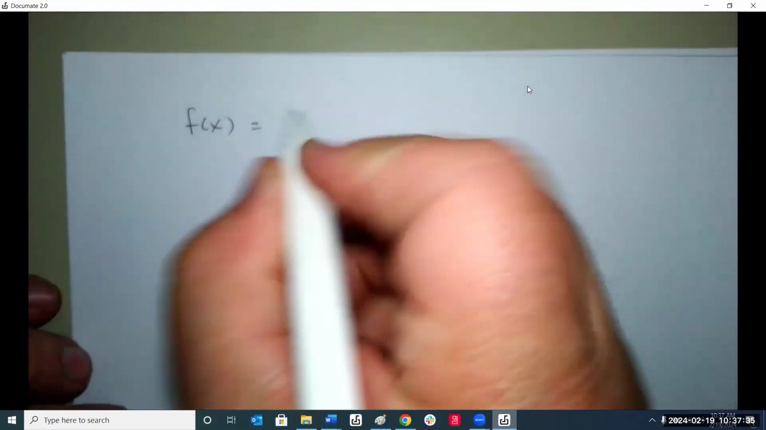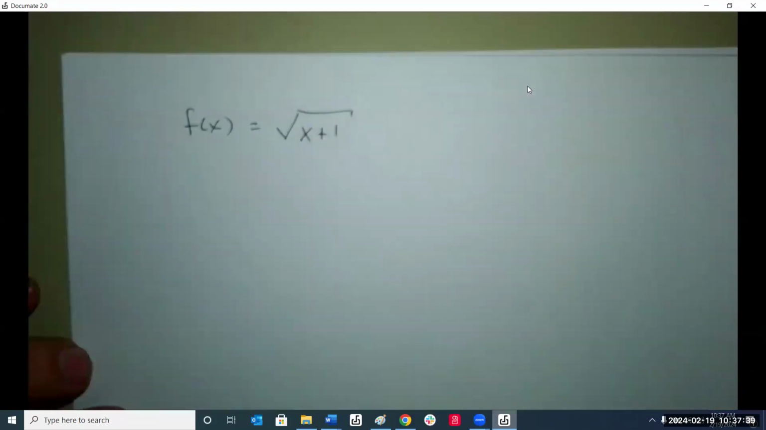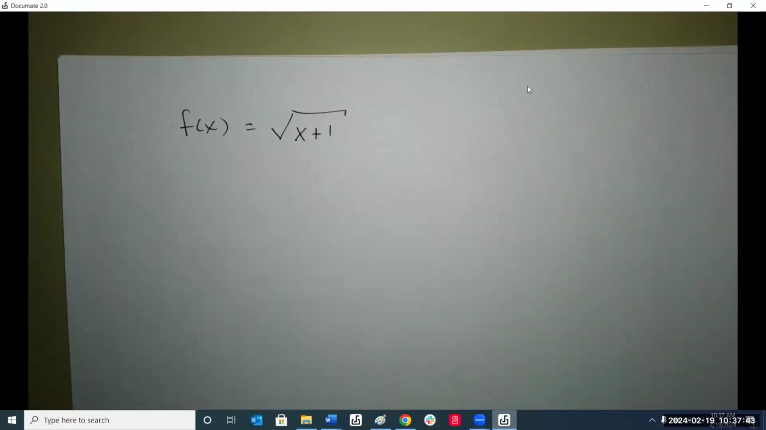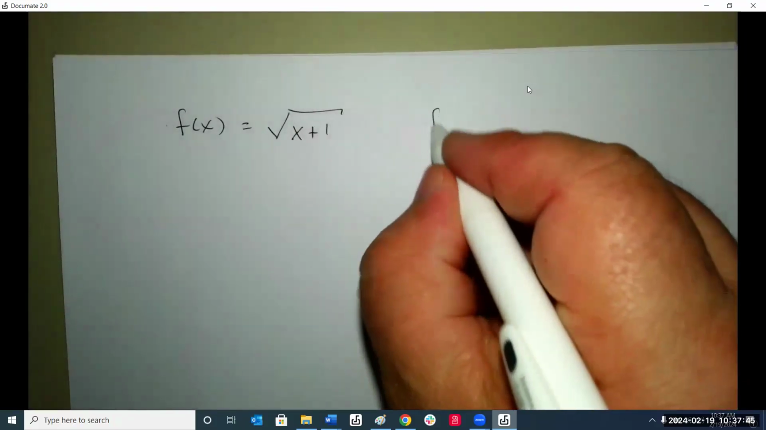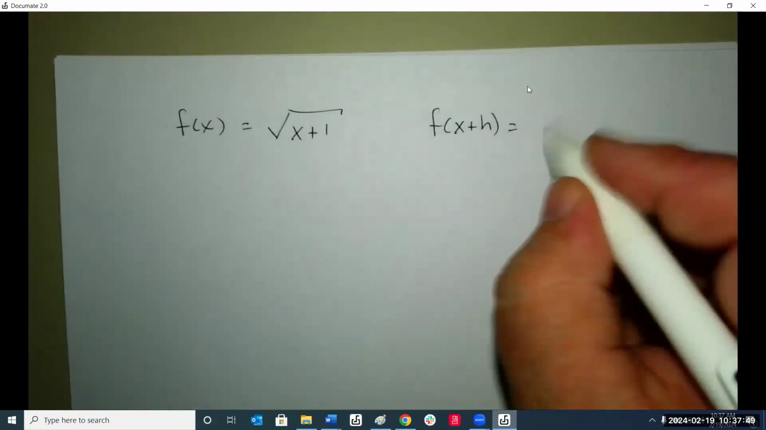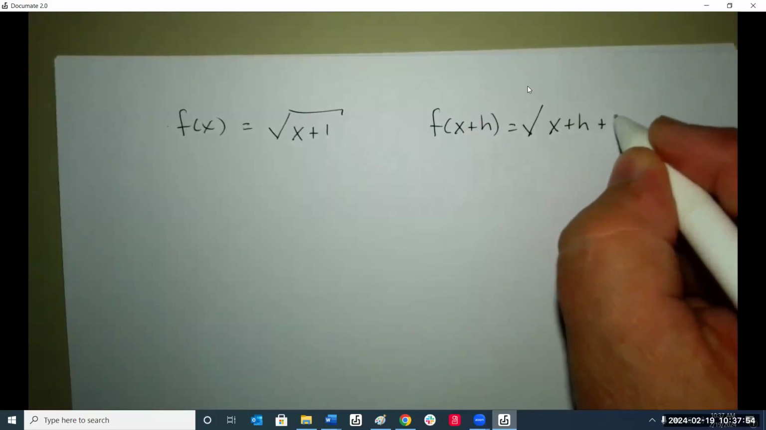Okay, another example that we have is a radical. So the first thing we've got to do is find f of x plus h, which is the square root of x plus h plus 1.